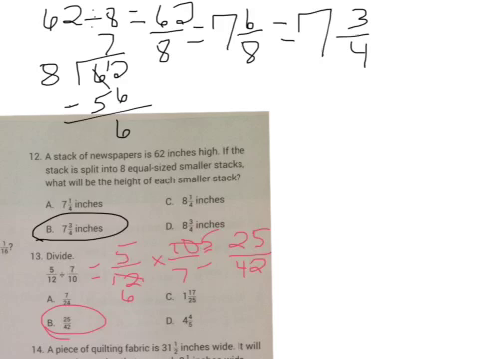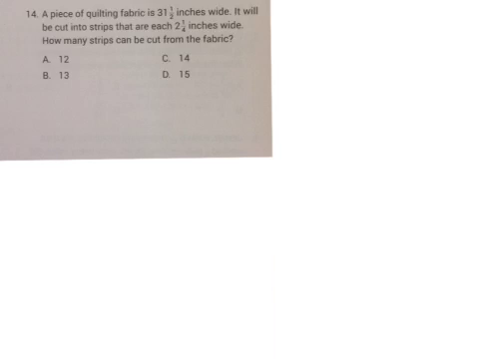All right, we are almost here to the end. One more problem to go. So let's do number 14. All right, so number 14 reads, a piece of quilting fabric is 31.5 inches wide. It will be cut into strips that are each 2 1/4 inches wide. How many strips can be cut from the fabric? Okay, so let's work these problems out.